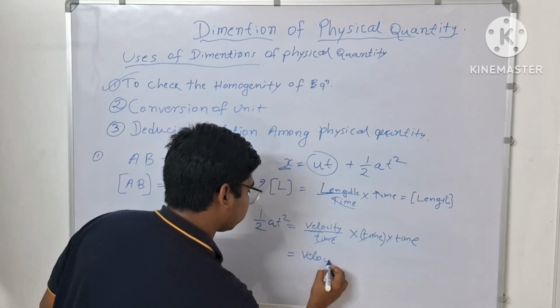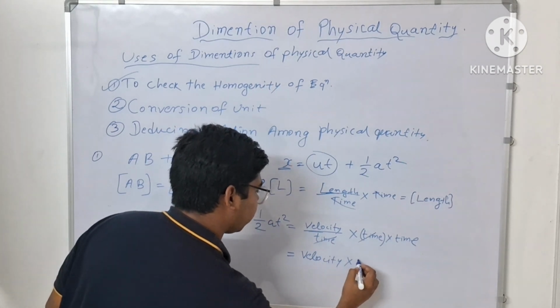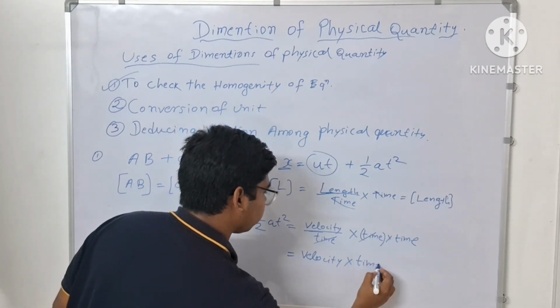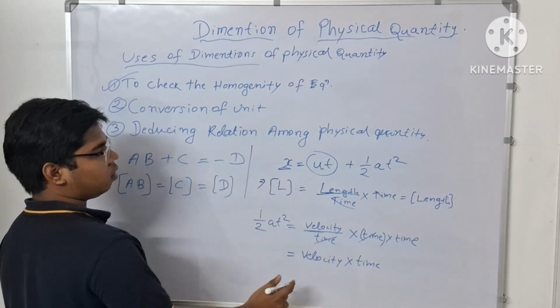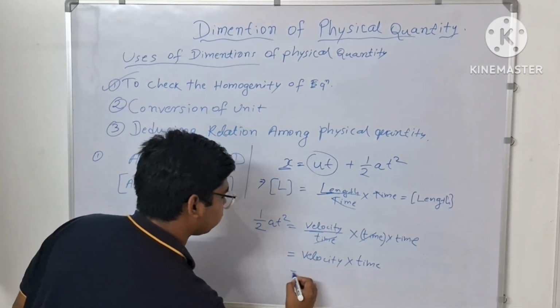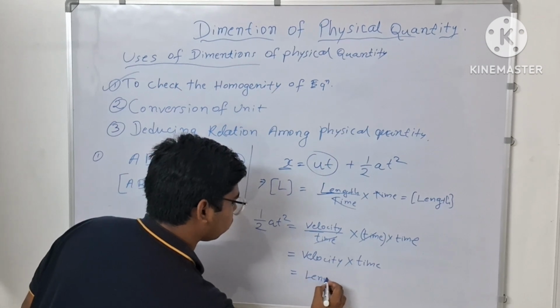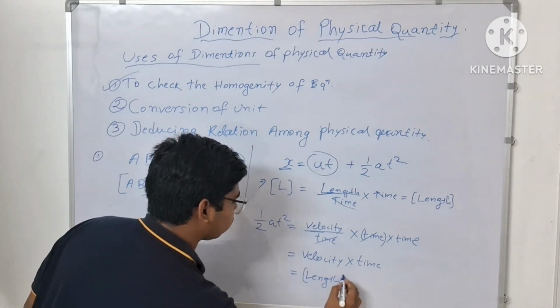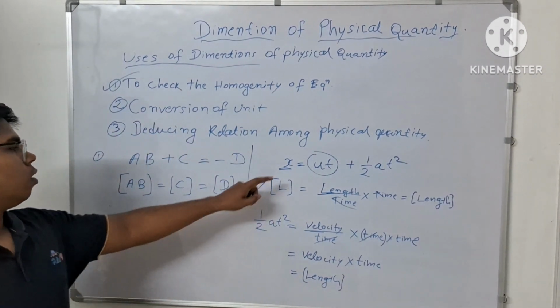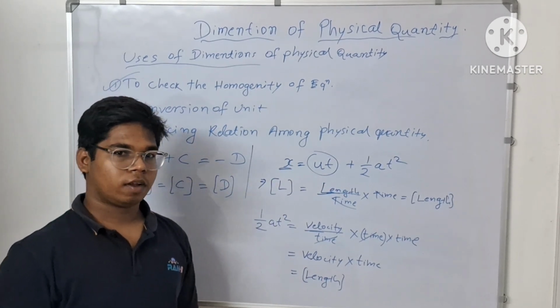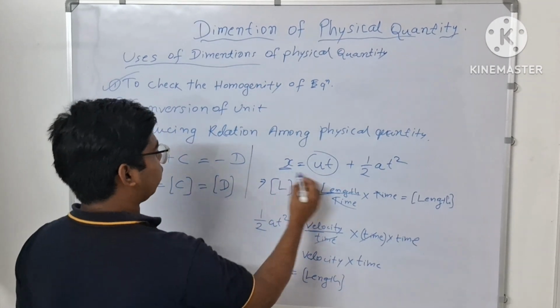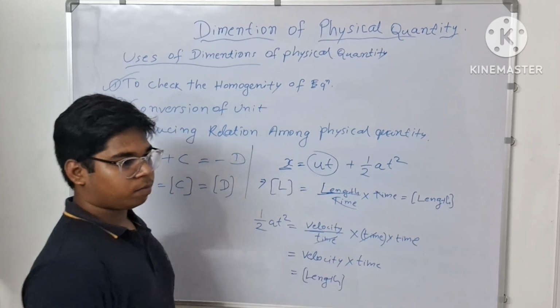So velocity multiplied by time, which is nothing but the u into t. So this also has the dimension of length. So in this equation all three terms have the dimension of length. So we can add these three terms.